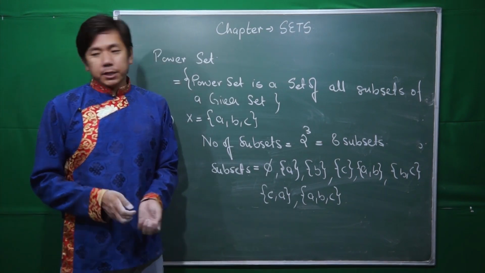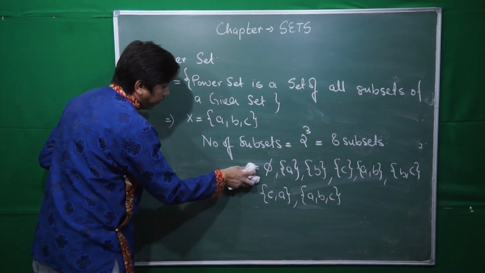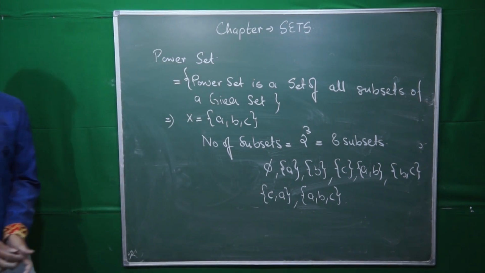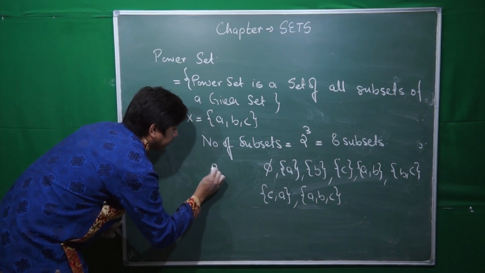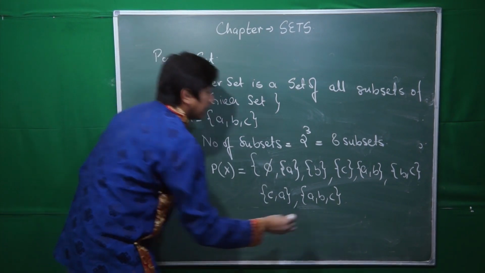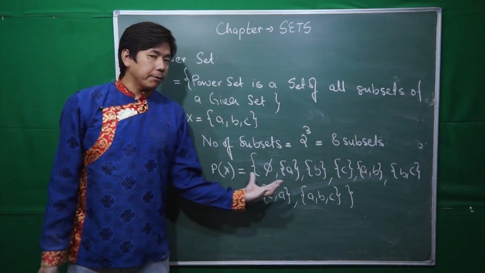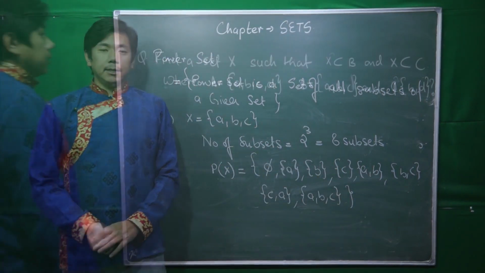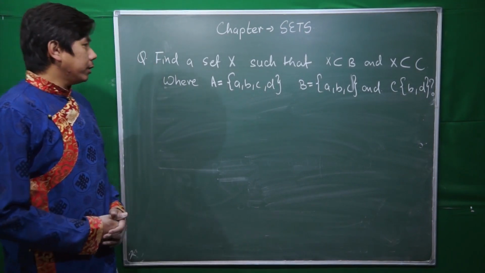Simple. Now what is power set? As the definition goes, power set is the set of all the subsets of a given set. So in this, the given set is X. So the power set of the given set X is equal to all the sets in braces. So from this, we are getting the power set. These are all the subsets of the set X. So next we are going to talk about the application of power set. For that we have a question over here.